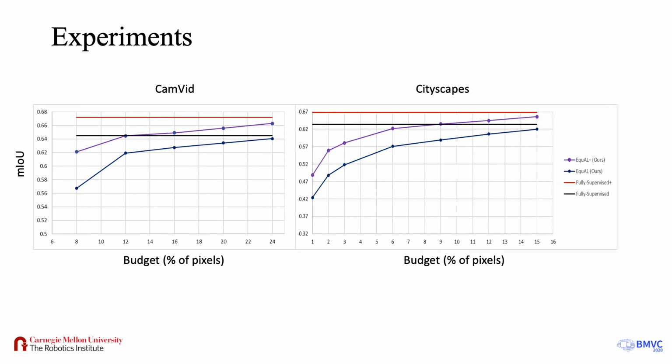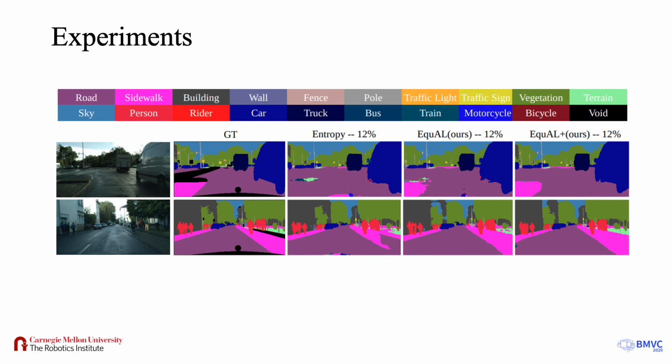Furthermore, we show that by using the self-consistency loss in addition to the cross-entropy loss, we achieve better performance for both active learning and fully supervised models. Here we show the qualitative comparison between our model and the entropy baseline for the budget of 12%. We can see that the entropy baseline fails to segment sidewalk and train compared to our proposed model. Moreover, we show that we can even improve our result further by adding the proposed pixel-wise self-consistency loss.